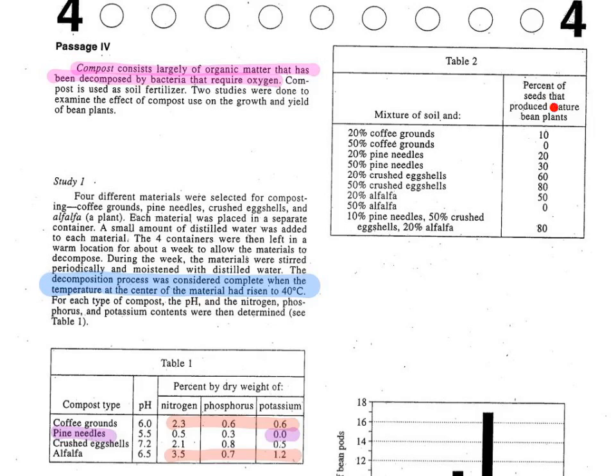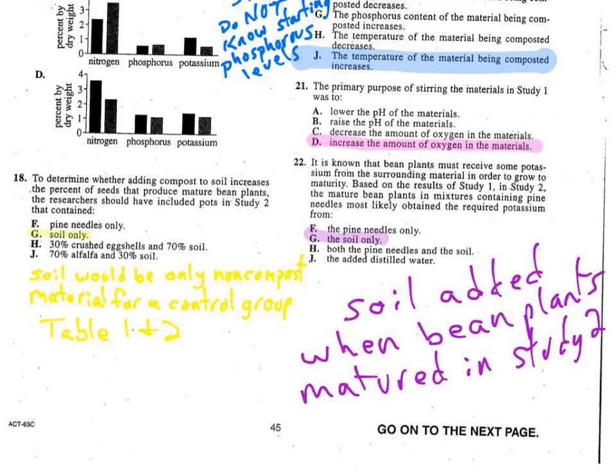Therefore, when we look at the percent of seeds that produce mature bean plants, all of them had some type of compost mixture already in there. So if we wanted to see if just adding soil made a difference, we would need to test some pots with soil only. That would act as a control group, choice G.